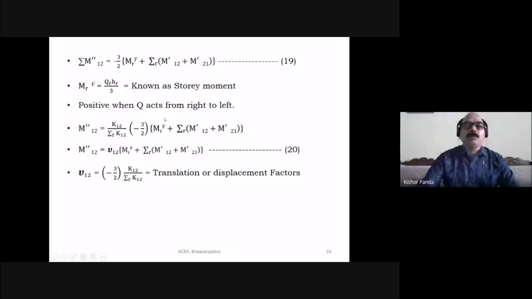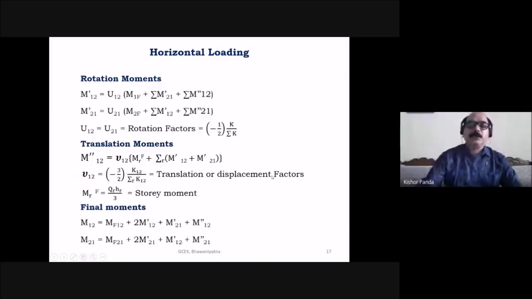when the horizontal loading, MRF, is acting. So m double dash 1 2 is equal to the displacement factor or translation factor, nu 1 2, into MRF. So this is the story moment, plus summation of m dash 1 2 plus m dash 2 1. Only this you have to add, the story moment. So nu 1 2 you know already. This is minus 3 by 2 K12 by summation of K12. This is your translation or displacement factor. So this is the final when the horizontal loading is acting.